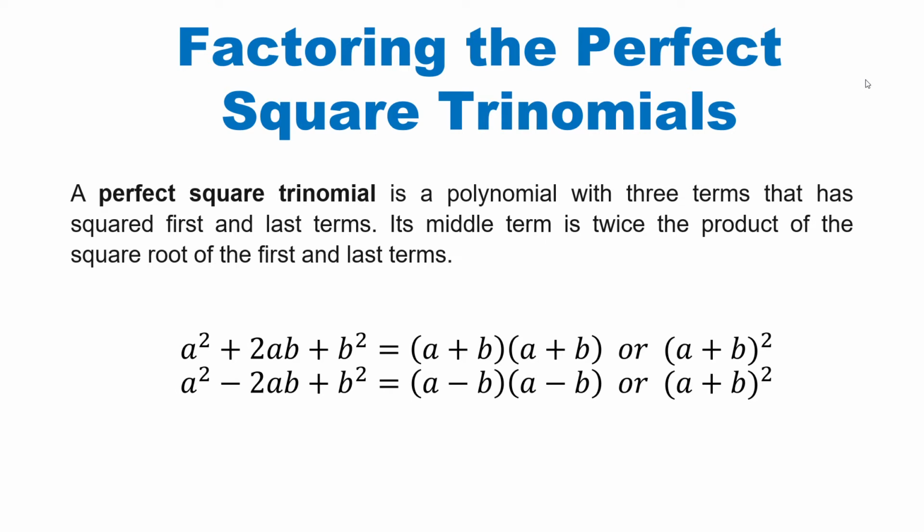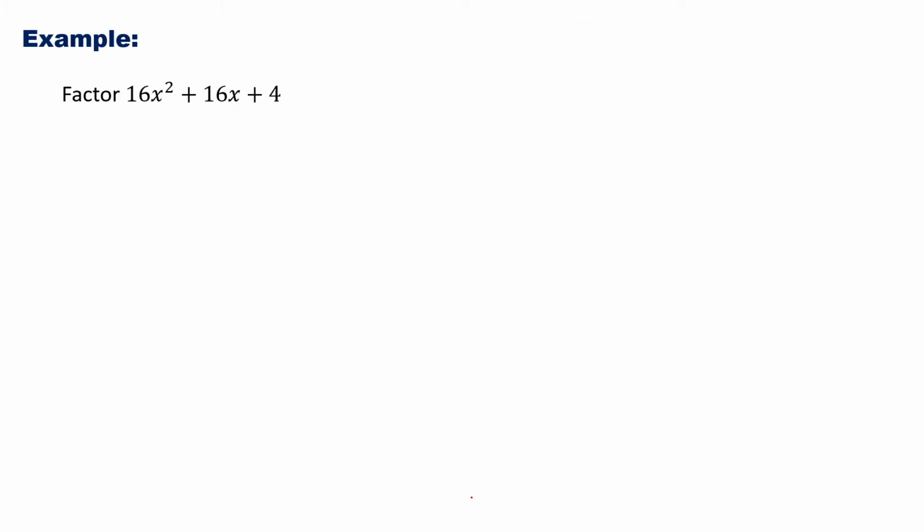Now, correction, this is not a plus b squared. Yung nasa baba, it should be a minus b. Take note of that. It should be a minus b. Sorry for the error. Hindi yan siya a plus b. Now, since alam na natin yung pattern and yung mga conditions na kailangan, let's proceed with an example.